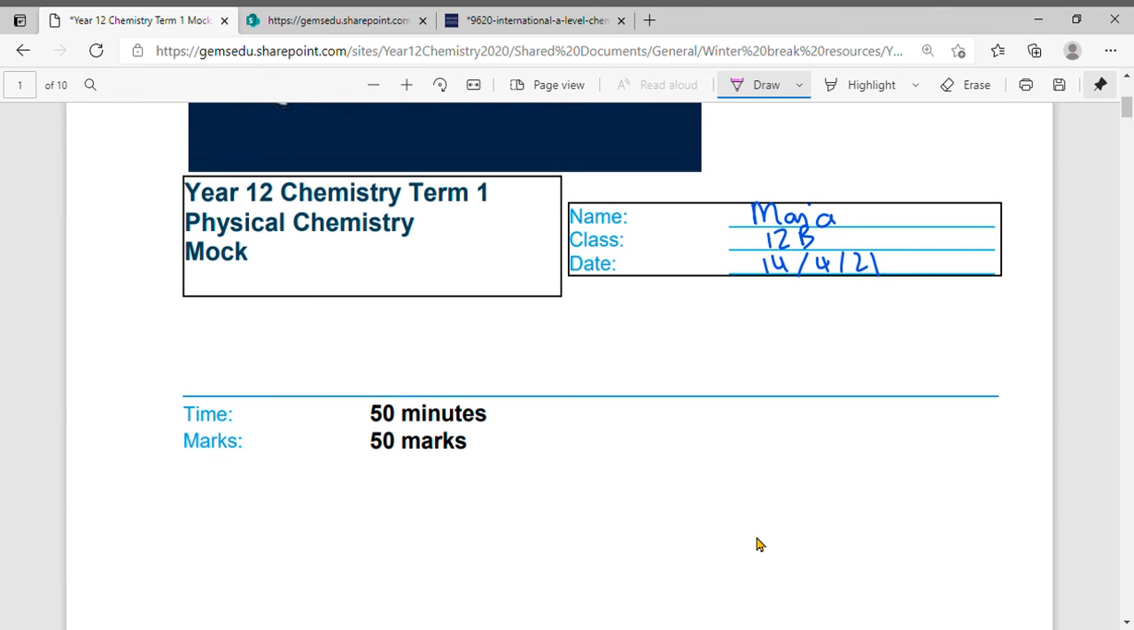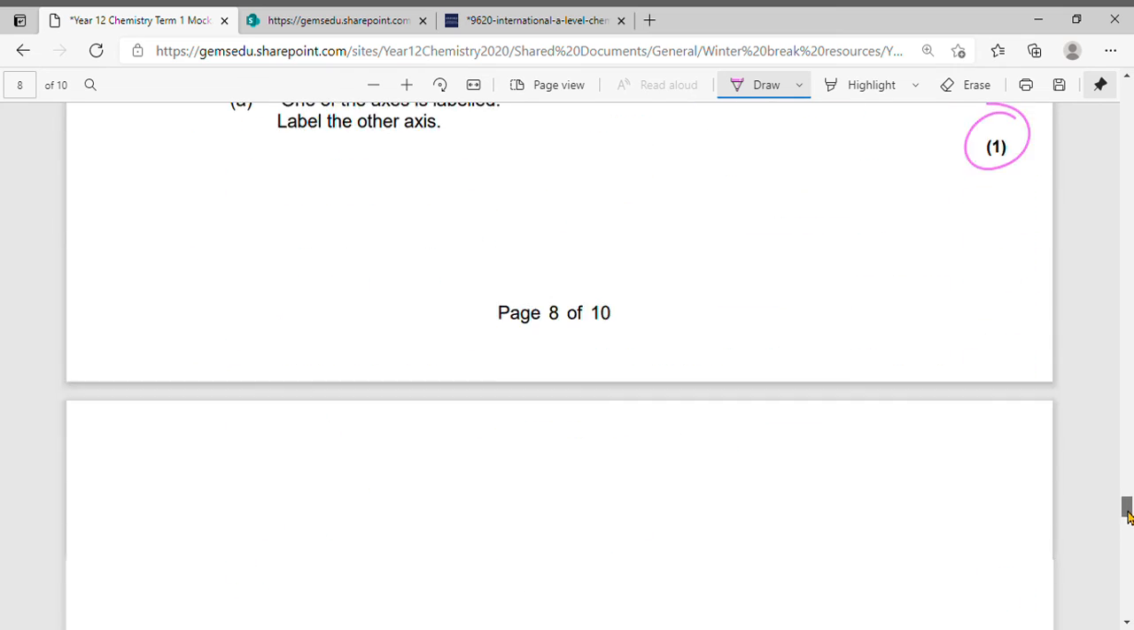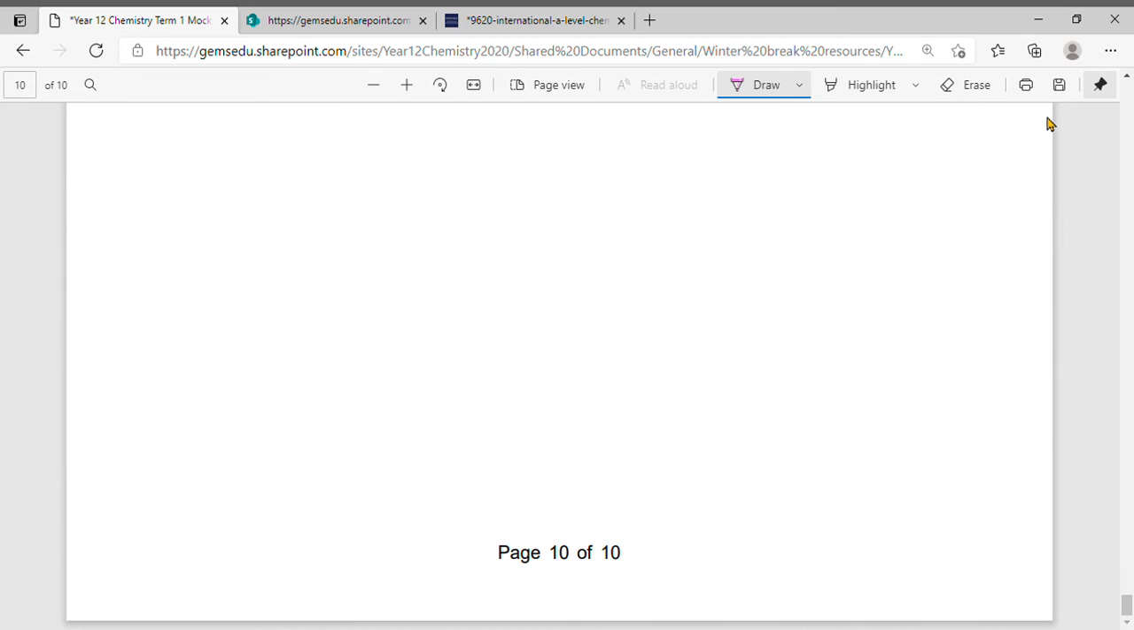39 plus 11 is 50. 39 divided by 50 times 100 is 78%. So obviously we need lots more practice on this, mostly related to definitions and that kind of thing, so bye.